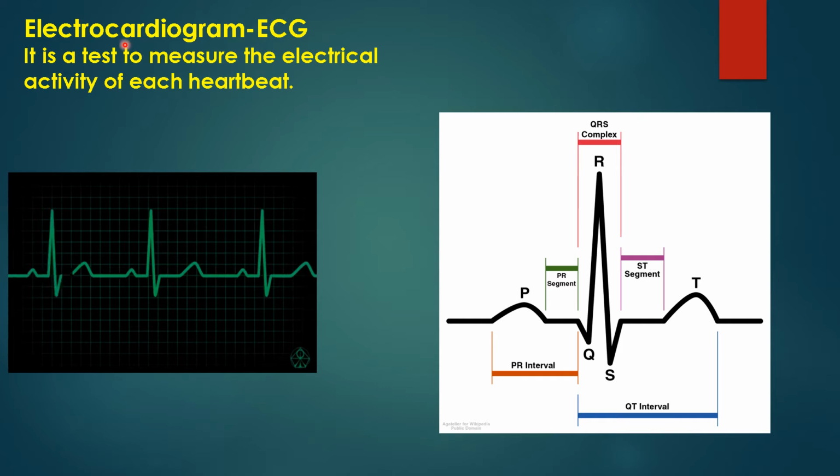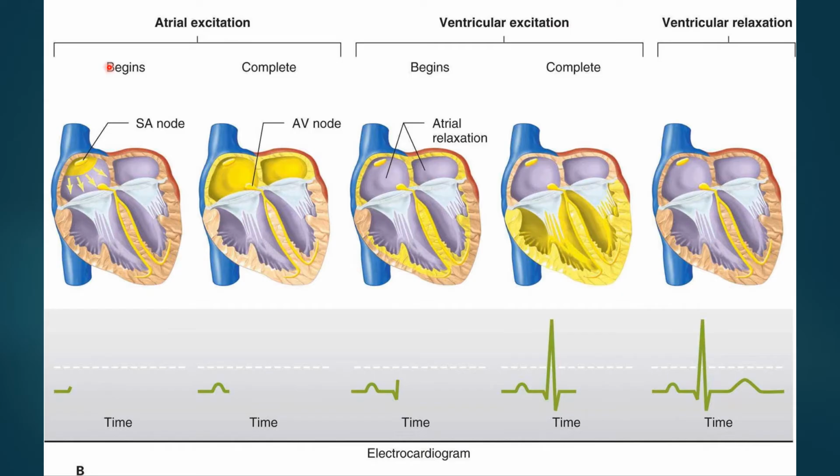Now you should also know about the electrocardiogram. What is it? It is the ECG. It is the test to measure the electrical activity of the heartbeat. And why should you know it? It is because this is the investigation of choice in arrhythmia. It has a P wave, a QRS complex and a T wave. Let's see what each signifies. The P wave is synonymous with atrial excitation, that is, atrial contraction is signified by the P wave. Ventricular excitation, that is ventricular contraction, is denoted by the QRS complex, and ventricular relaxation is denoted by the T wave.